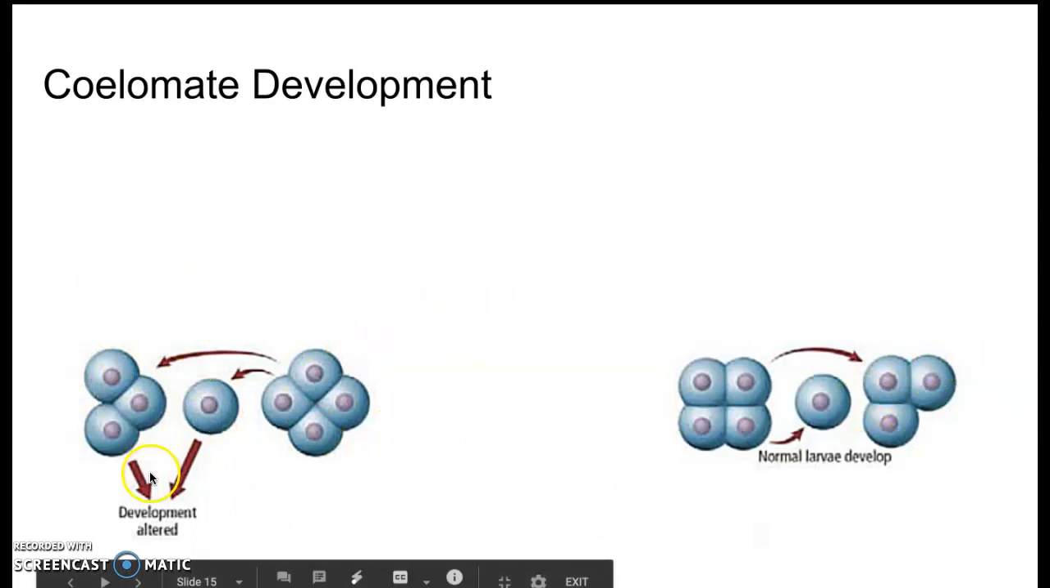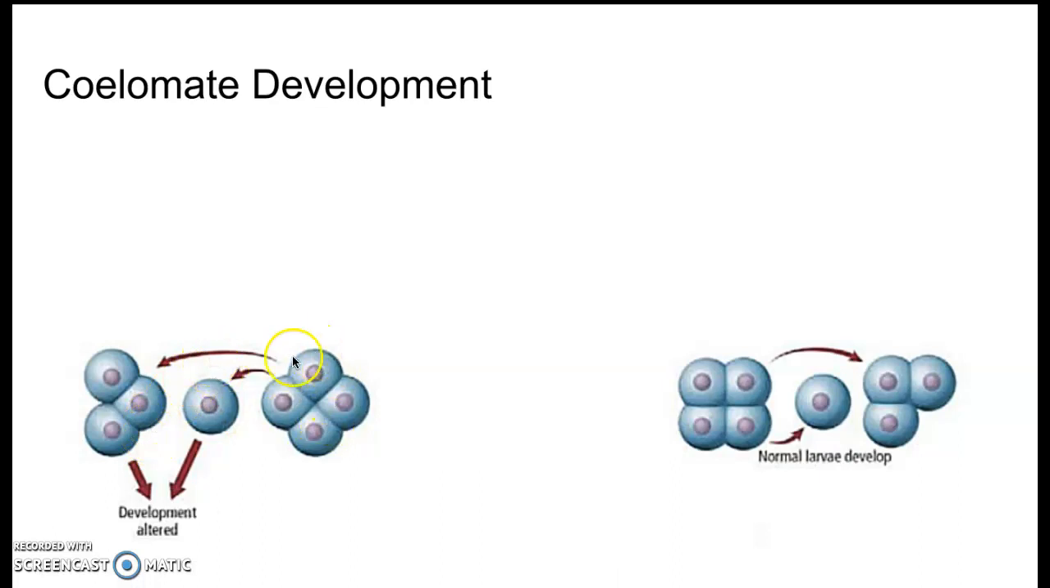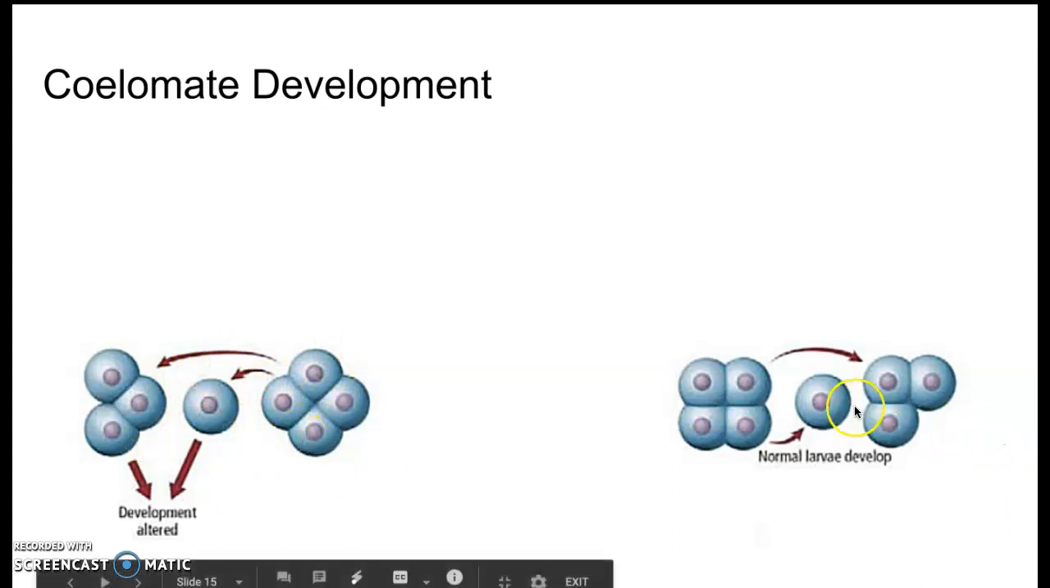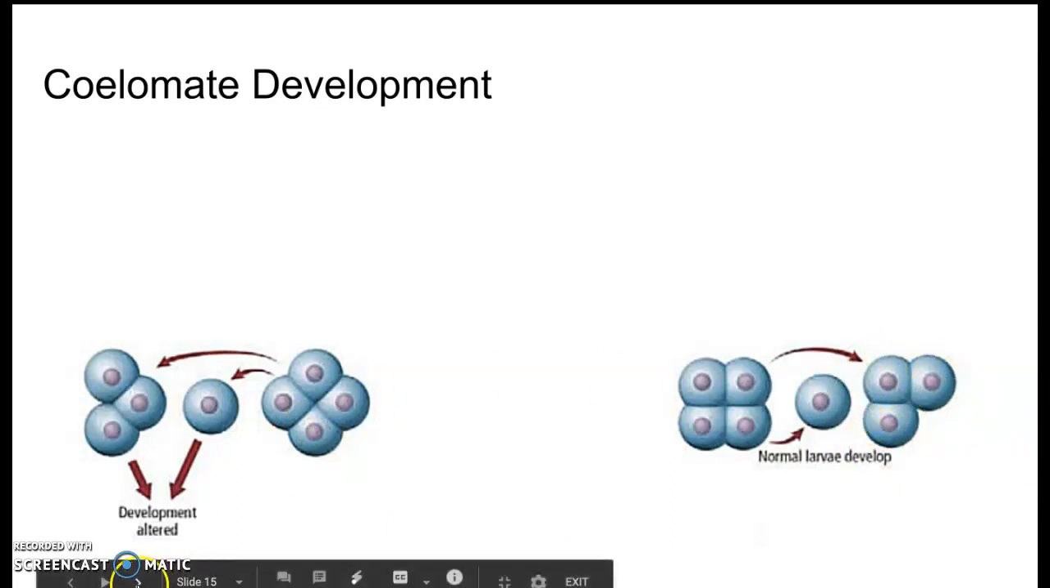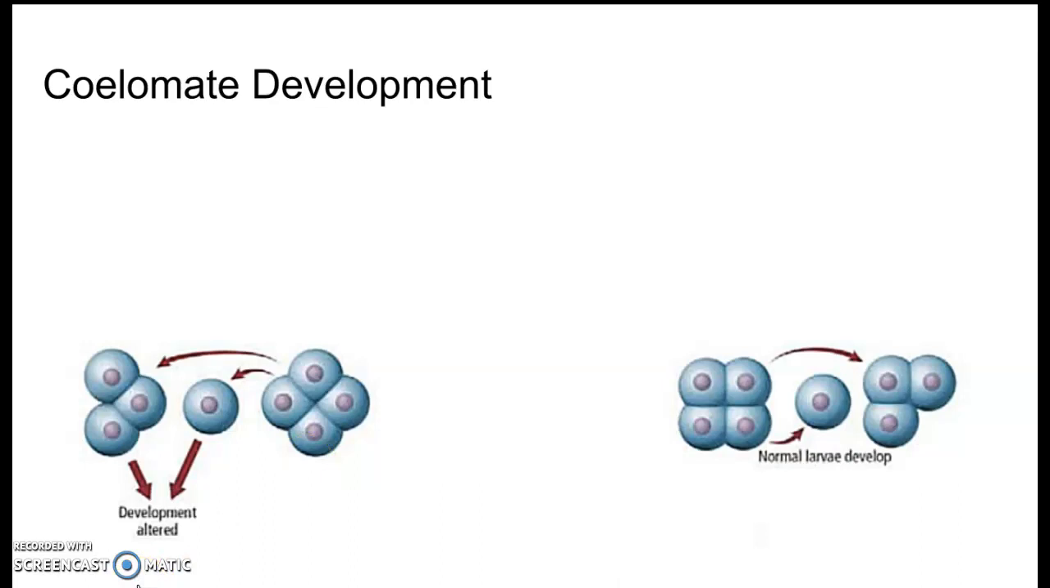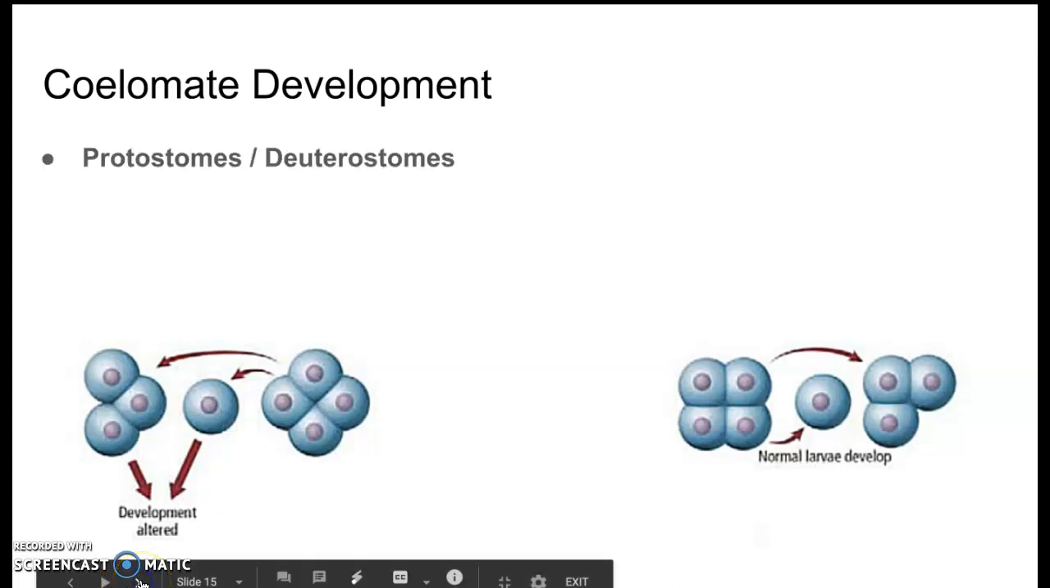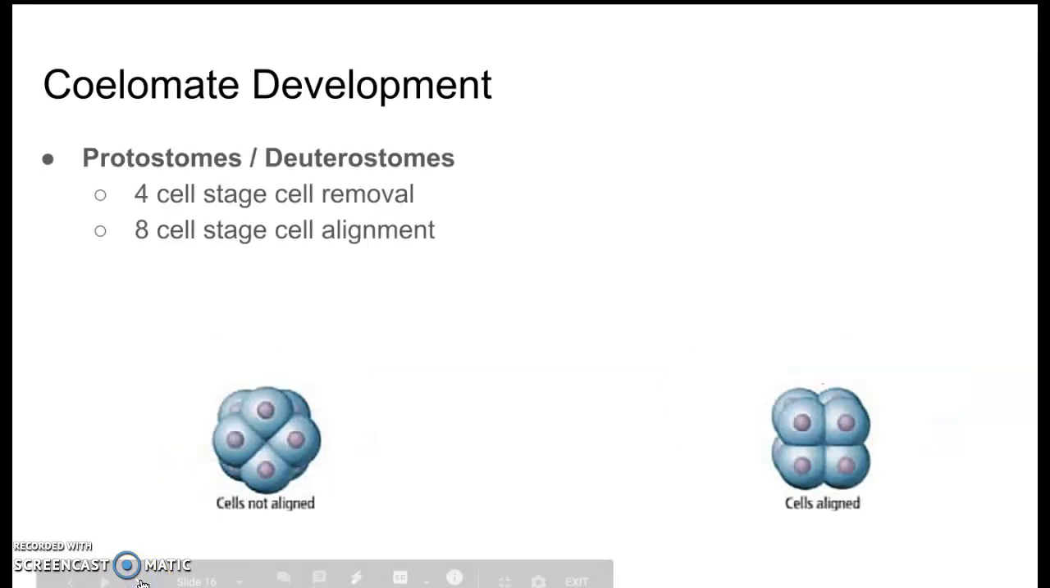So notice that in the protostome, the 4 cells divide, and they have to have 4 cells. In the deuterostome, you can lose a cell and this will still continue to develop properly. So these are just examples of the differences between the protostome and the deuterostome, just so that you understand the difference. You don't need to memorize these. In the next section, when it goes to 8 cells, in the protostome, the 8 cells are not aligned. In the deuterostome, they are aligned.